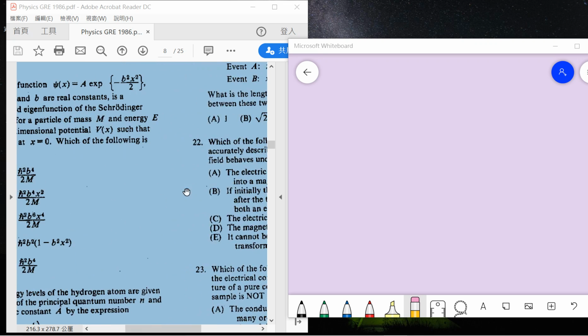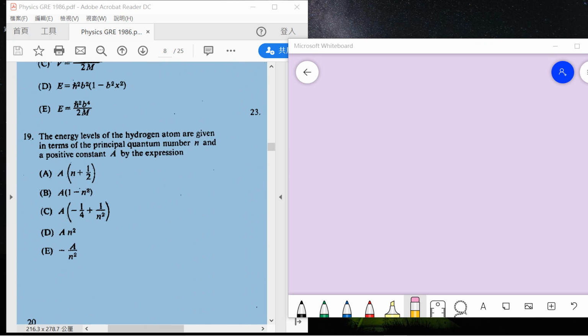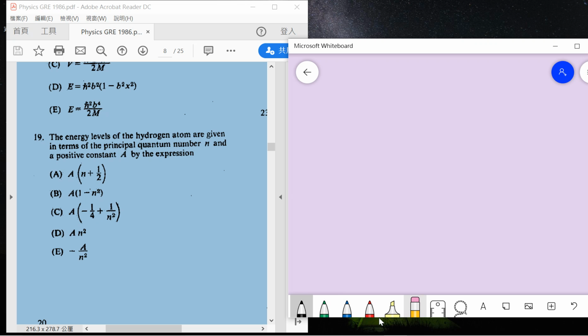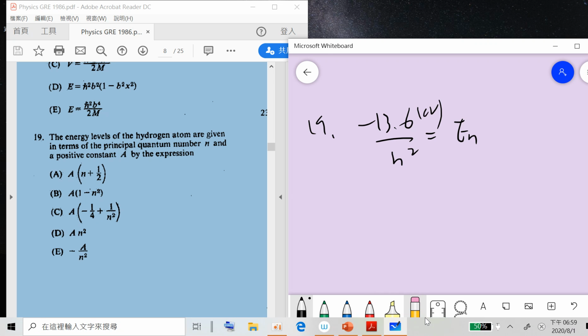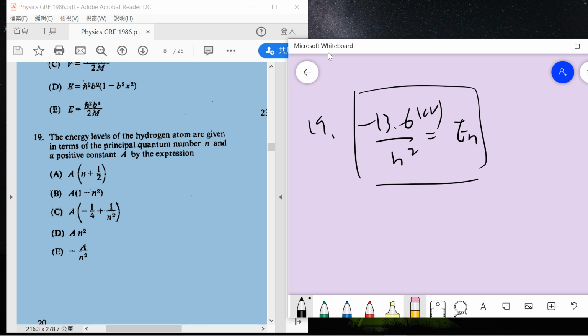Keep solving our physics subject GRE. Okay, so we start from 19. 19 said that the energy level of the hydrogen atom. Common sense, right? By the way, you need to remember this formula. I already taught many times. So the answer is E. The answer is E.